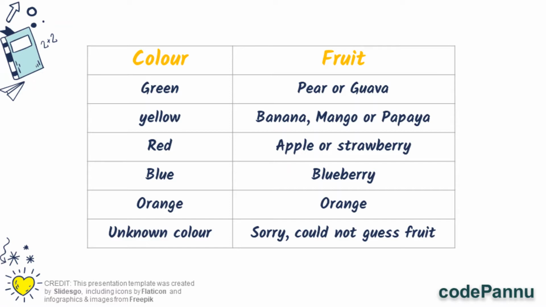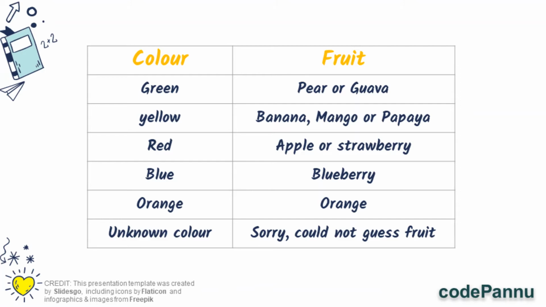If the color is red, we want Python to print the favorite fruit is apple or strawberry. If the color is blue, then we want Python to print the favorite fruit is blueberry. If the color is orange, we want Python to print the favorite fruit is orange. So finally, we are going to write our else block saying that I am not able to guess your fruit. I'm sorry. So if they say any color for which we have not written any condition, for example like white or violet, then we can display that print statement which says I am not able to guess your fruit.